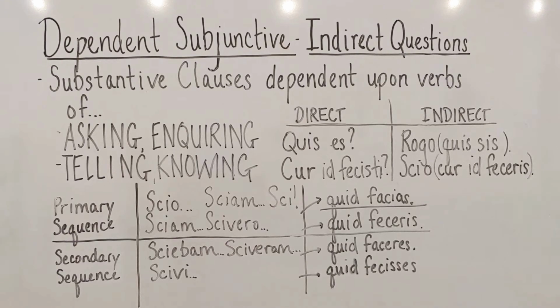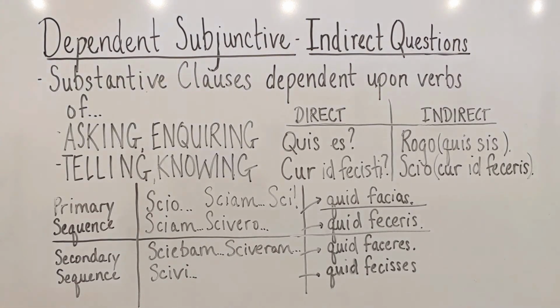We also had indirect commands, substantive clauses dependent upon verbs of commanding, ordering, asking, persuading. I persuade the Helvetians so that they may leave from their territory. I am asking you so that you stop screaming. I order the soldiers so that they not pitch camp beside the forest.